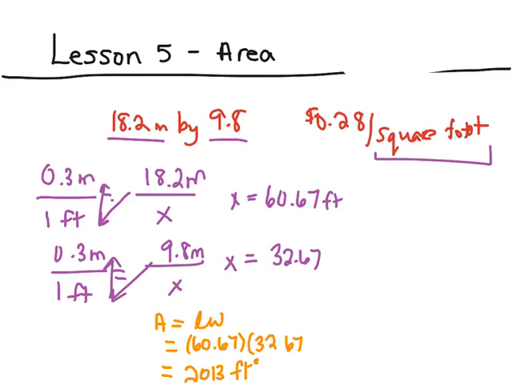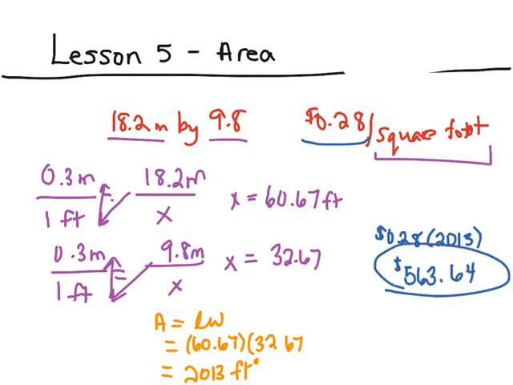Now we want to figure out how much it costs. So we're going to take the 28 cents and we're going to multiply it by 2013, and altogether we get $563.64. So that's how much it would cost to sod her backyard.